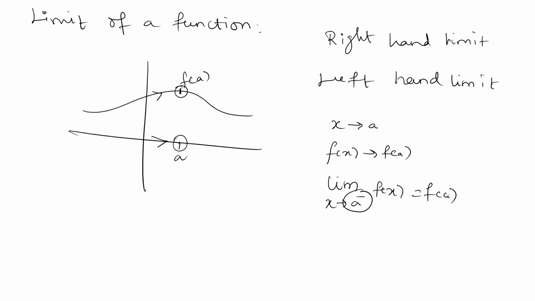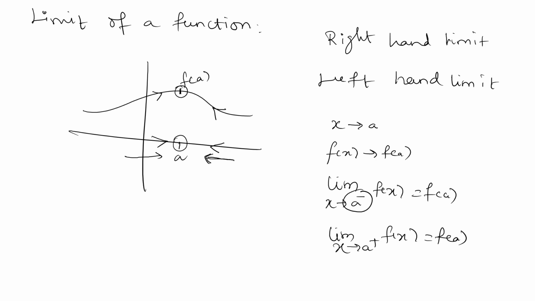Similarly, for the right hand limit, you have to approach the values of x from the right side. That is, you move from right to left for the right hand limit, and for the left hand limit, you move from left to right. So you take the values on the right side of A, and correspondingly the function slowly approaches and reaches this value f of A. So we can say that limit x tends to A plus of f of x is equal to f of A.